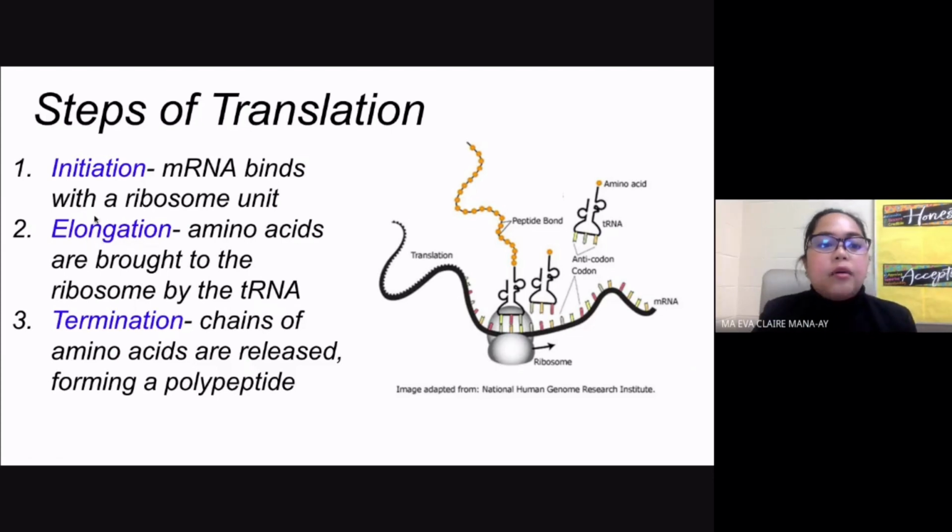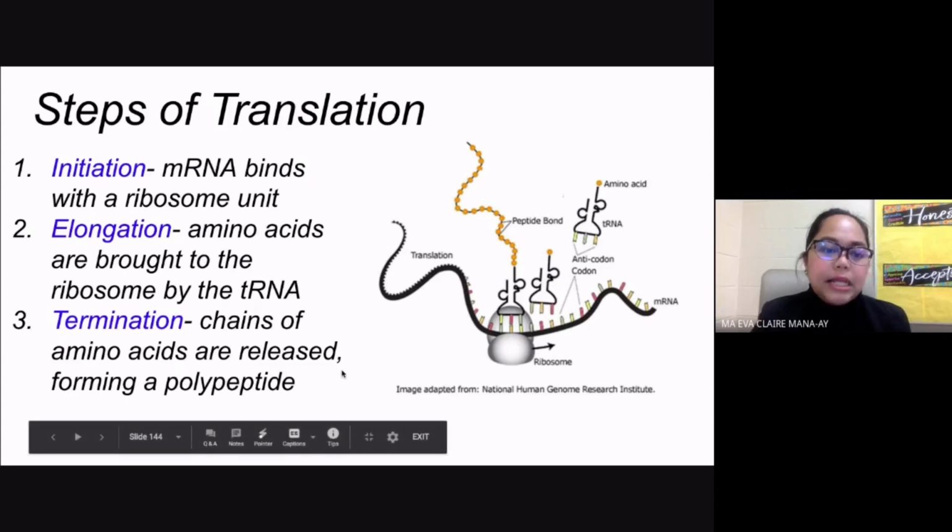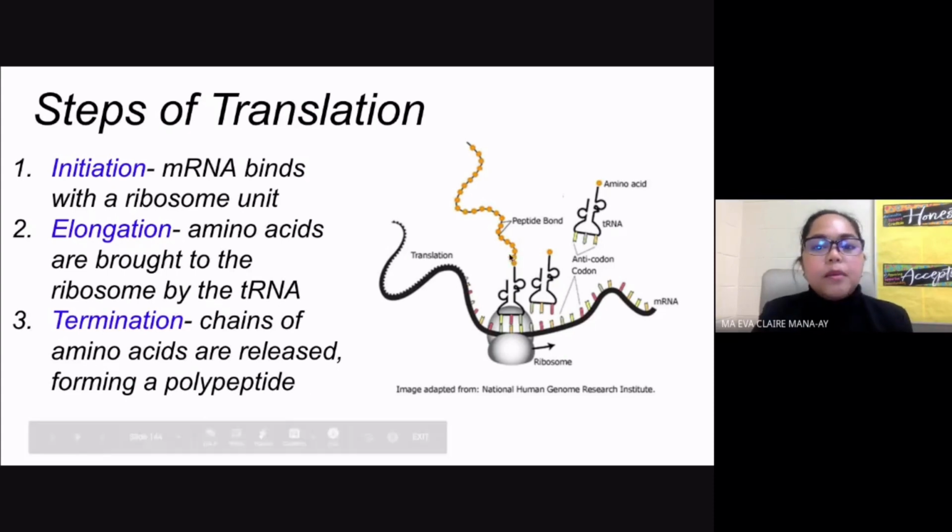Now the second process is elongation. Amino acids are brought to the ribosome by your tRNA. This is your tRNA or transfer RNA, and it's going to transfer your amino acids. Then for the 3rd step, you have termination. The chains of amino acids are released, forming a polypeptide, a chain of amino acids, okay?